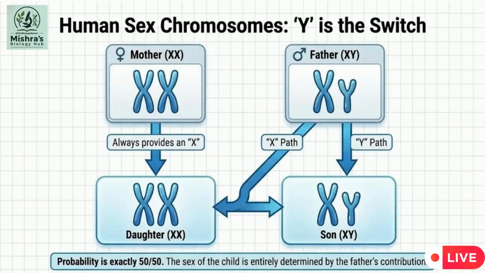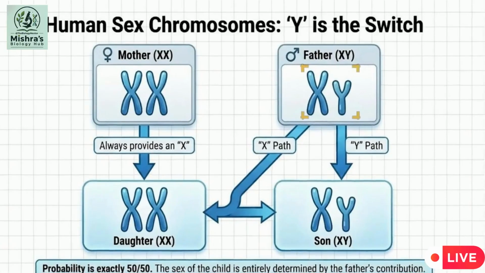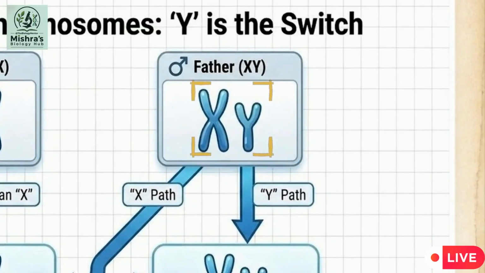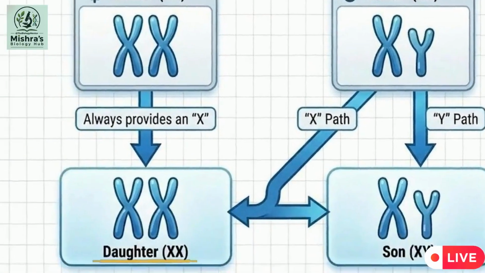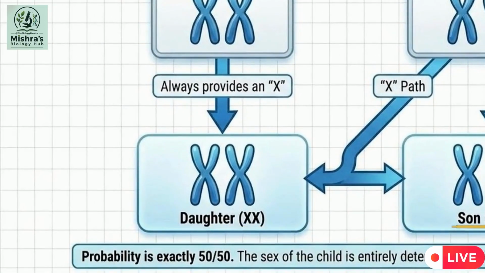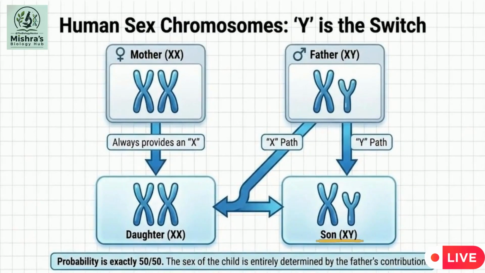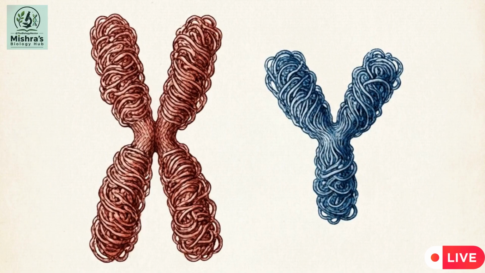The mother has 2 X chromosomes, meaning her germ cell will always provide an X. The father, however, has 1 X and 1 Y. His germ cell acts as the biological switch. If the father's sperm carries an X, the child is female. If it carries a Y, the child is male. This creates a constant, exact 50-50 probability across the human population. Biological sex is decided by a single microscopic variable, determined entirely by which chromosome the father contributes.